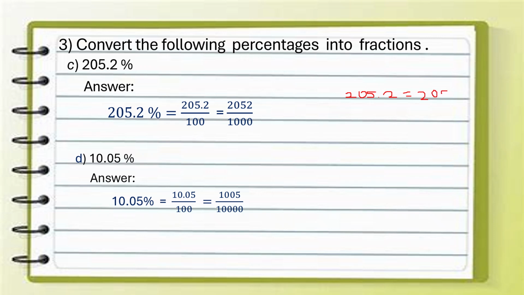So how can we write it as a fraction? 2052 by 10. Why 10? Because after the decimal point we have only one number. So the denominator is 10. Okay. Now here we have 100. There we have 10. So 100 into 10 is 1000. So the answer is 2052 by 1000.